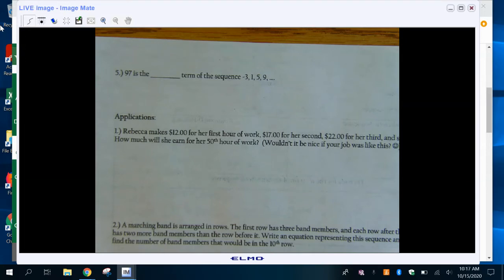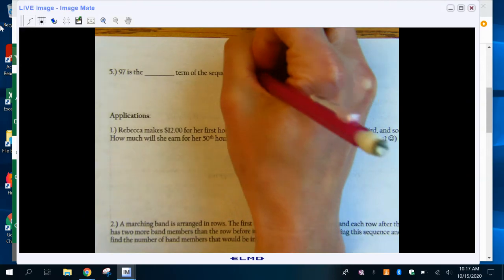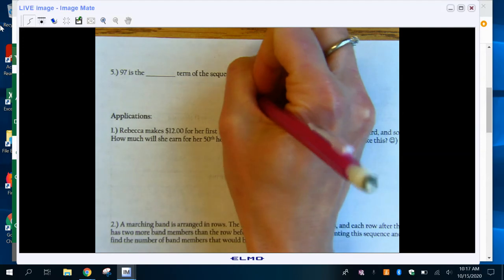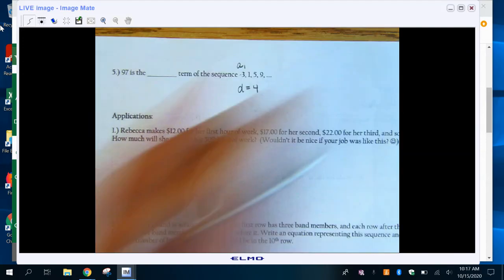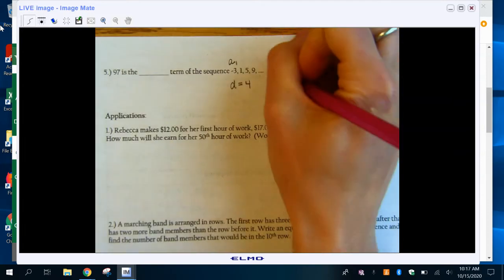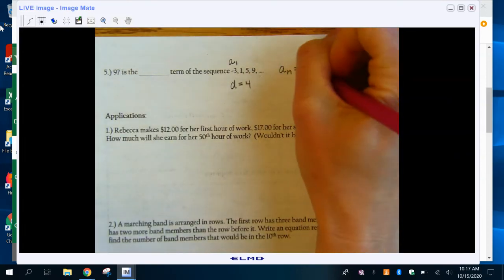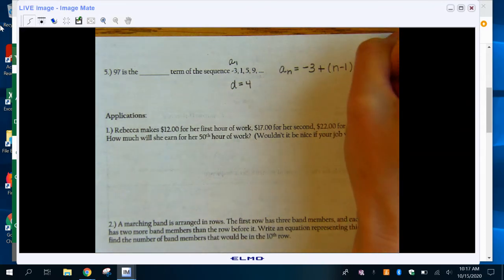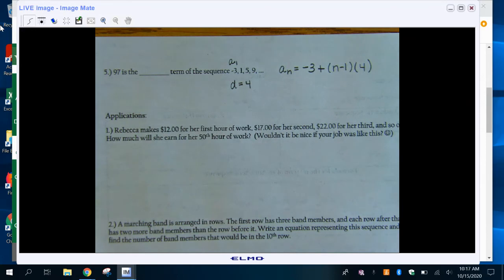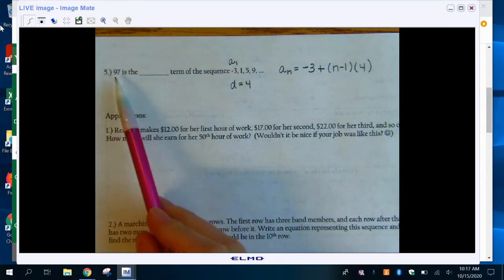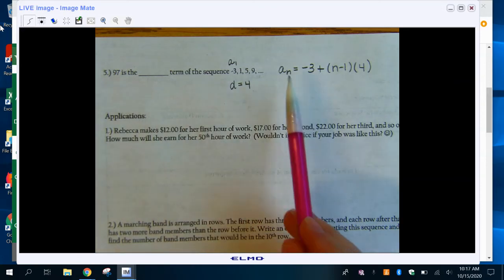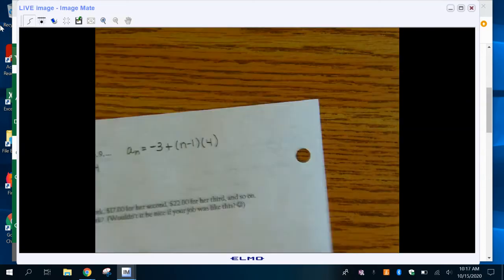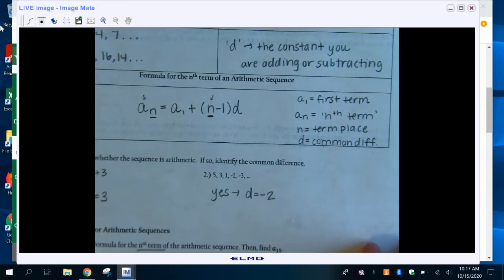All right, so let's figure out what we know. We know that the first term is negative 3, and it looks like my common difference is 4. So if I were to write the general equation for this, it would be a sub n equals negative 3 plus n minus 1 times d. Now I have to figure out, where does the 97 go? Does it go in for a sub n, or does it go in for n? And this is where understanding the notation becomes extremely important.